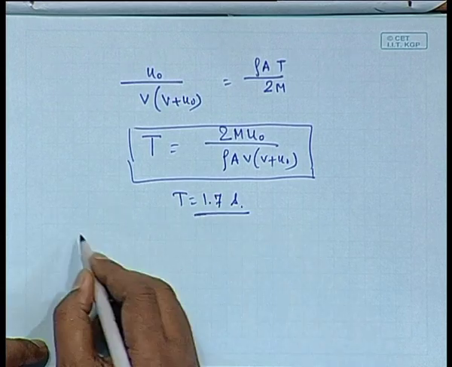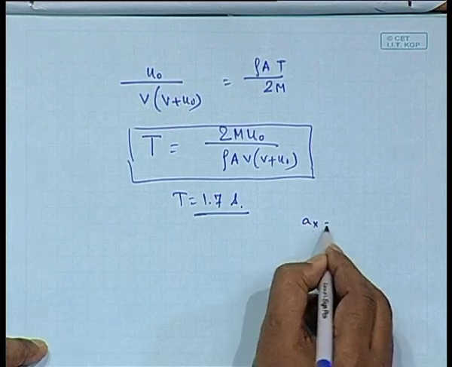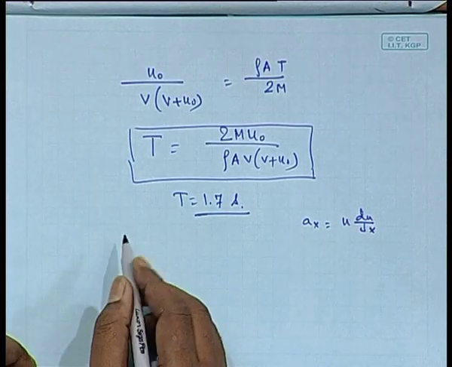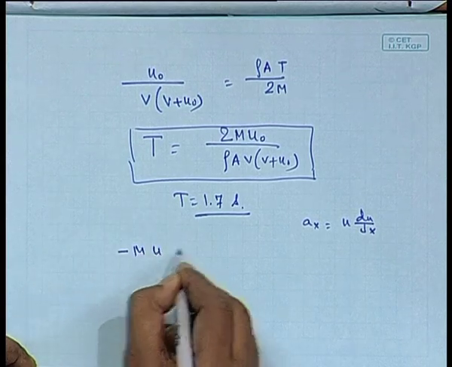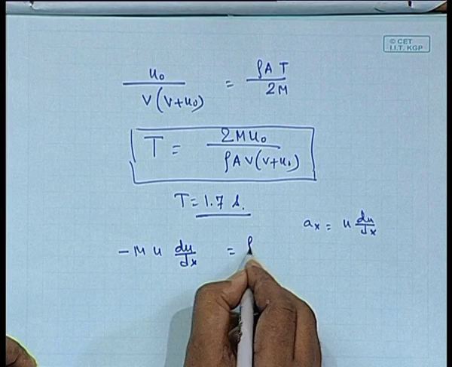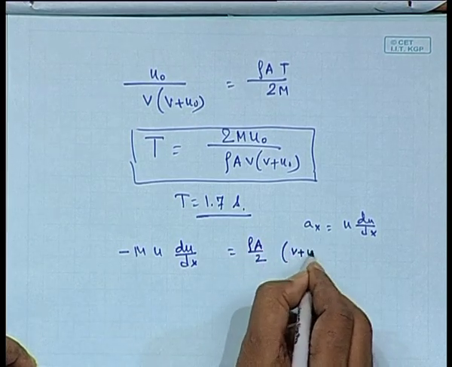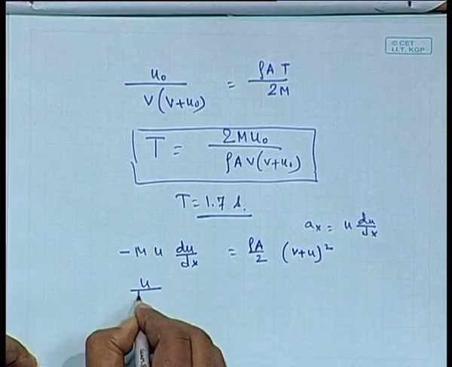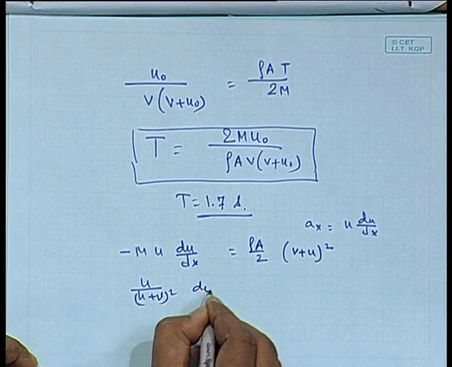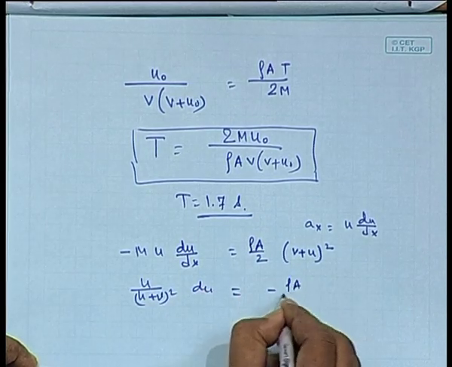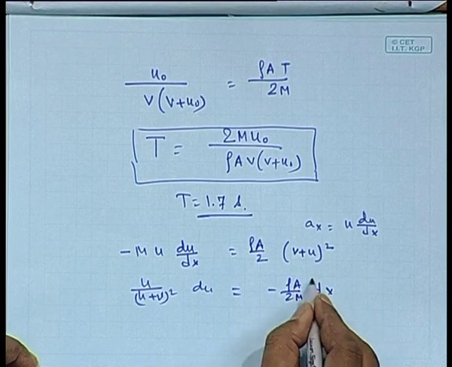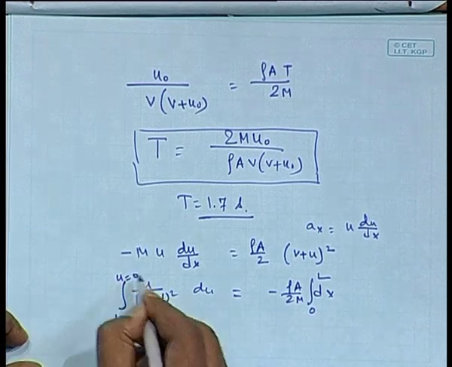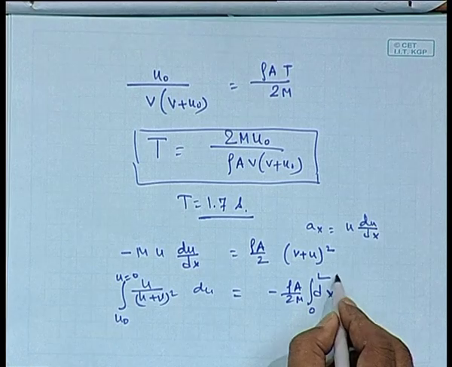And the distance, for that you will be replacing ax by u du dx. Instead of writing du dt, you have to express that. So, it comes out to be minus m u du dx is rho a by 2 (v plus u) square. That is the governing equation, and you will be having (u plus v) whole square du equal to minus rho a by 2m dx. U0 to u equal to 0, that is the final one before coming to stop, and the length it will cover is L.